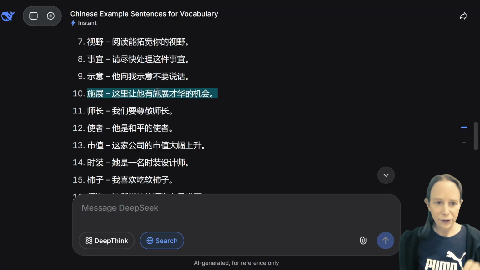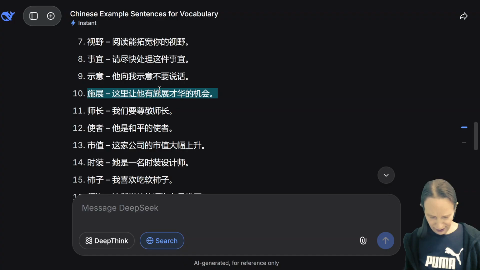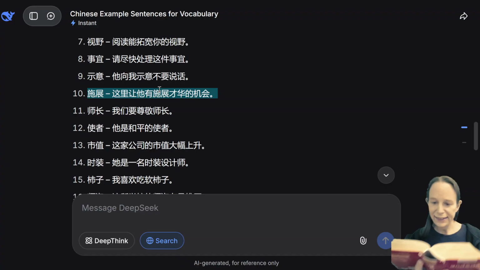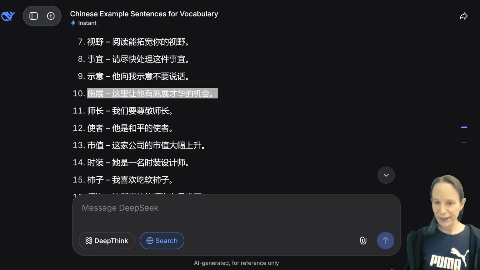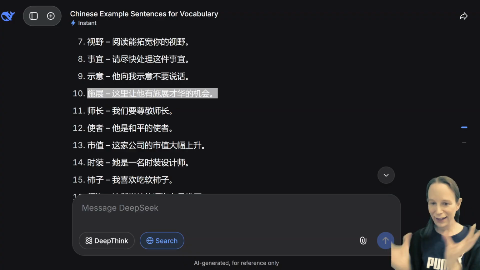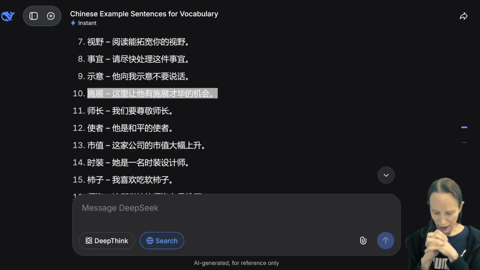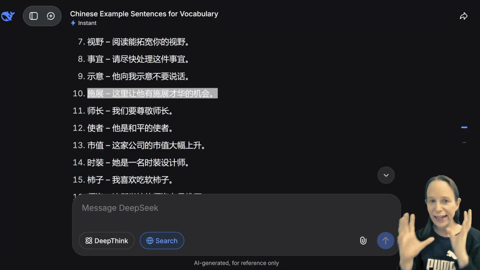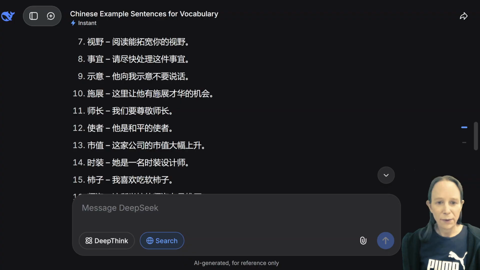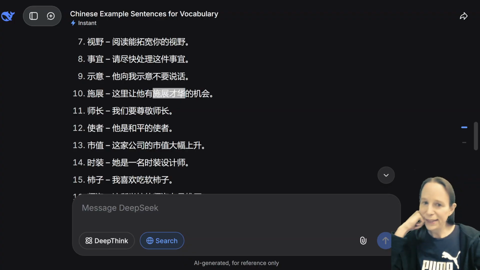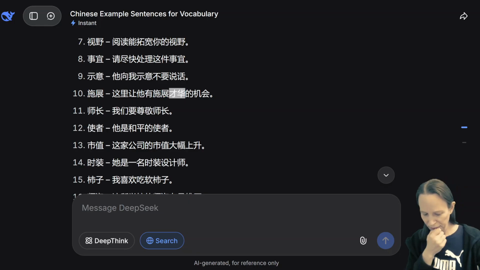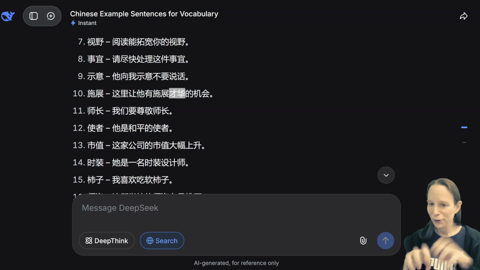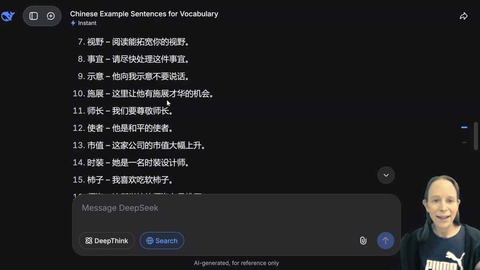Yeah, it's in the dictionary. 施展. It just says 发挥能力. So 发挥 is the definition. 能力 is what restricts the context. So it's defined as 发挥. So it needs to be some kind of 能力, like 才华. But 发挥 is to apply, not to improve. Okay? So, all right.